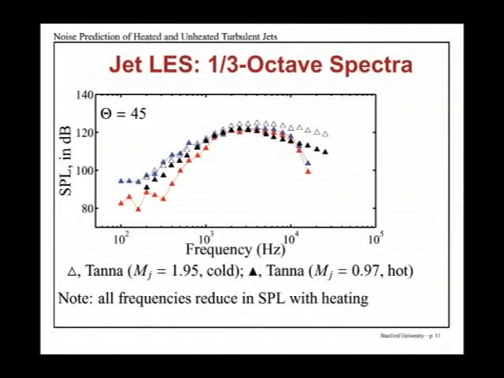If you look at it more carefully in terms of the spectral content, again, the blue is the cold and red is the hot, and open symbols are cold experimental data, and filled symbols are the hot case from Tanna, that there is satisfactory agreement of the spectral shape. These are 1/3 octave spectra that can be computed from the simulated results.